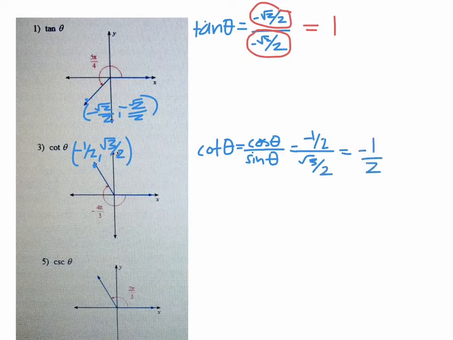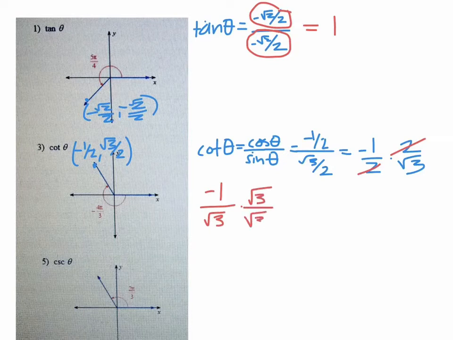I'm going to leave the -1/2, but I'm going to multiply by the reciprocal. My 2's are going to divide out and become 1. So I'm going to end up with -1 over the square root of 3. And then, as I talked about in the lesson, you don't want to leave that square root of 3 on the bottom because that's irrational. So I'm going to multiply by √3 over √3, which is a big fat 1, so I'm allowed to do that. So I get -√3 on the top and 3 on the bottom. So that was number 3.